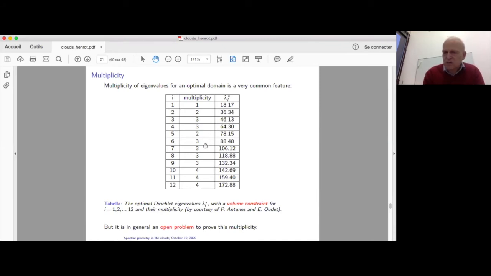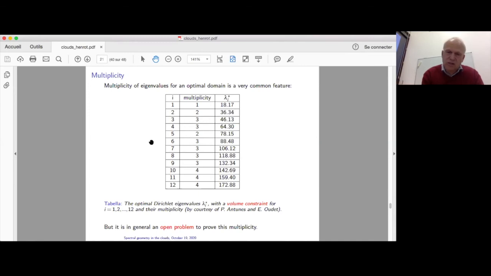More or less, the order of multiplicity is increasing. It's not exactly increasing. When you go further in the list, you have sometimes a slight decrease, but it is always multiple. And so this is actually a conjecture: prove that for this minimization problem, and actually for many other minimization or maximization problems for eigenvalues, at the optimal domain, in the optimal situation, the eigenvalue wants to be multiple, right? As I say, this is an open problem for the most famous case, the minimization of lambda k with a volume constraint.